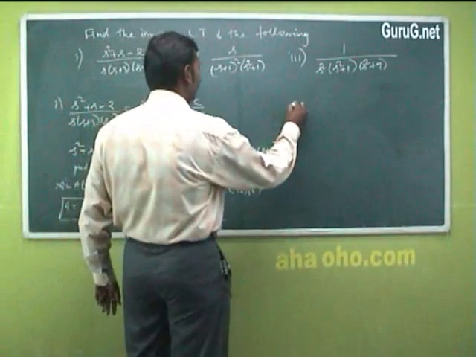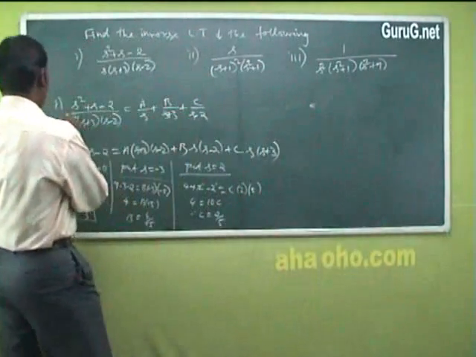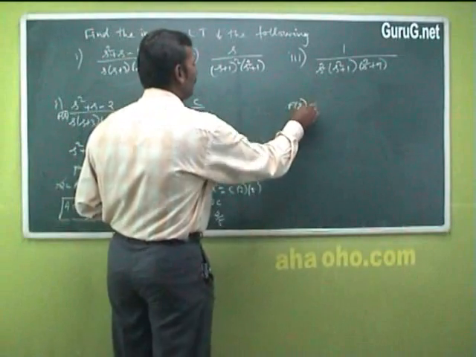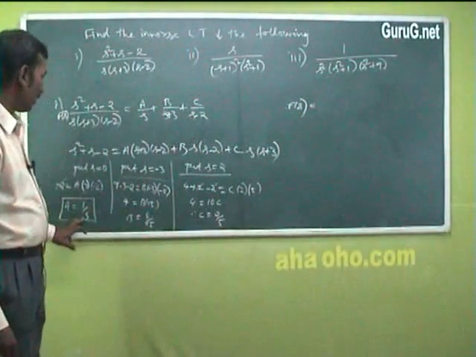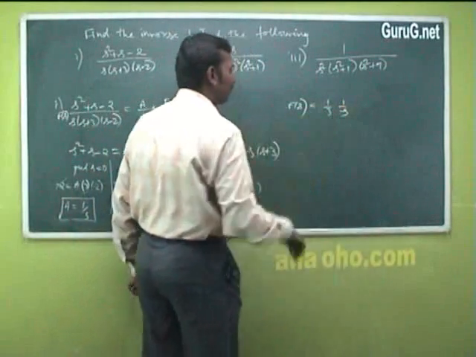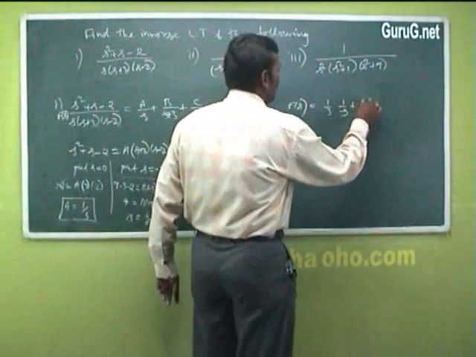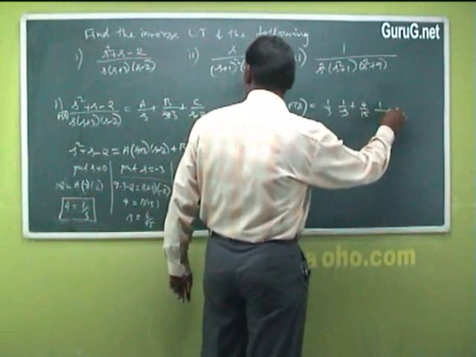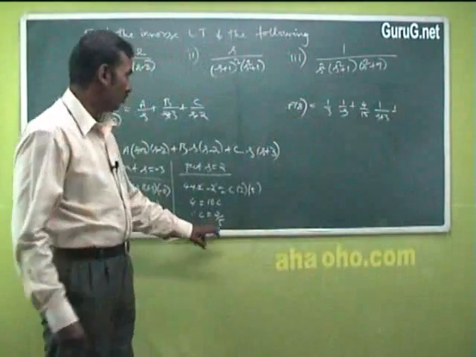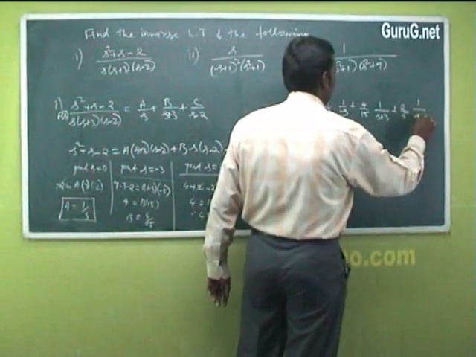So now you replace these values in this. Therefore, I'll take this as f of s, right? So f of s equal, a is 1 by 3. So 1 by 3 into 1 by s, plus b is 4 by 15 into 1 by s plus 3, then plus 2 by 5 into 1 by s minus 2.